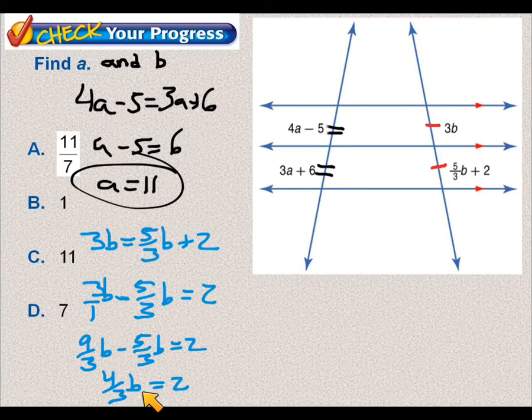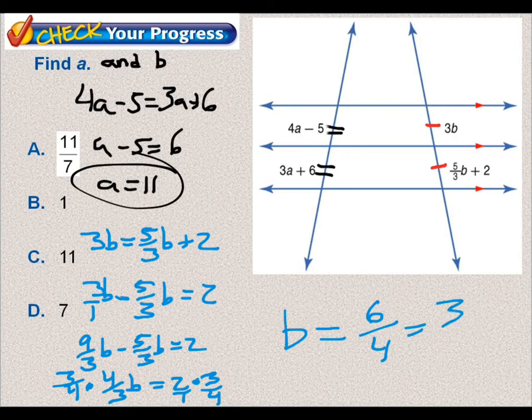Again, just like before, you want to divide both sides by 4/3. Dividing by fractions is the same thing as multiplying by the reciprocal. So I'll multiply both sides by 3 over 4. That's going to become 12 over 12b, which just leaves me with 1b, which is what I want. This will become 6 over 4, which simplifies to 3/2, which is 1 1/2. So b would be 3 over 2.